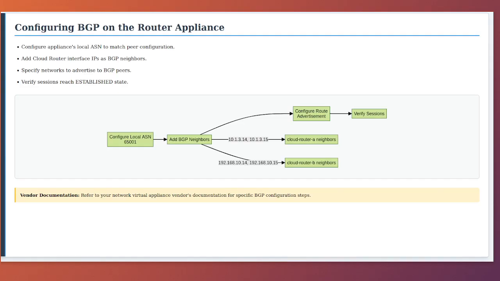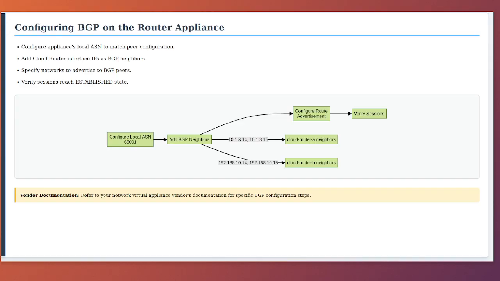You need to configure the appliance's local ASN, which in the sample configuration is 65001. You need to configure BGP neighbors for each cloud router interface IP address. And you need to specify which networks or prefixes the appliance should advertise to its BGP peers. If you are using a partner solution from a supported Network Connectivity Center partner, refer to the vendor's documentation for specific configuration steps. Many partner solutions provide automated or guided configuration that simplifies this process.